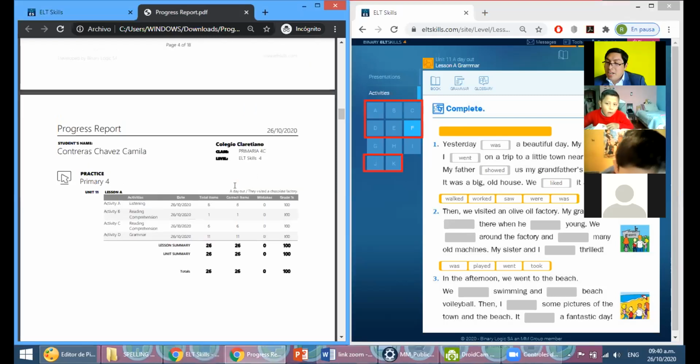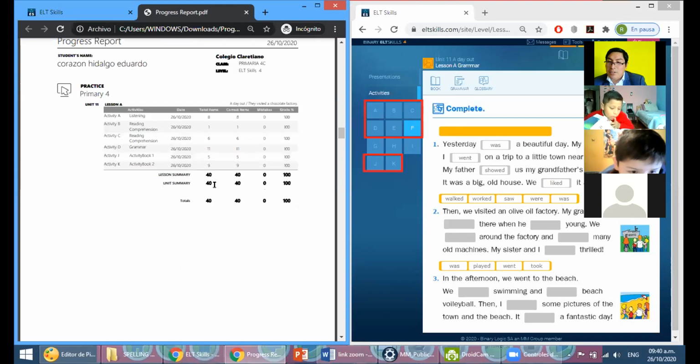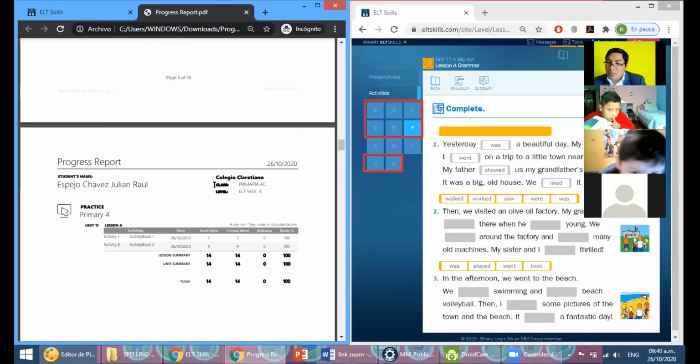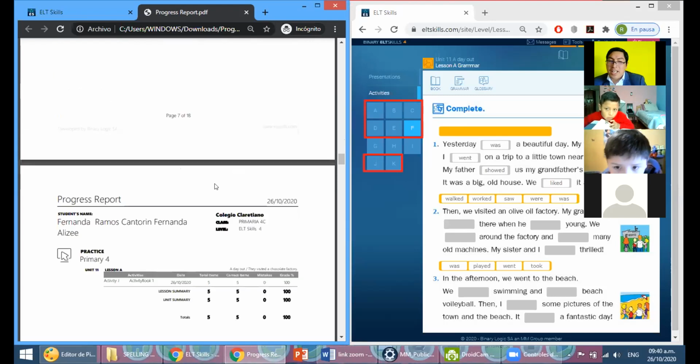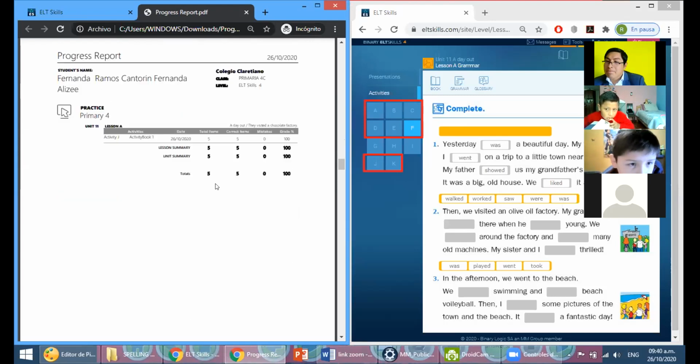Camila, excellent job, Camila. Continue. Eduardo, excellent, Eduardo. Continue, please, with activities. Julian Espejo, excellent, Julian. ABC, Julian, okay? Fernanda. Excuse me, Fernanda.